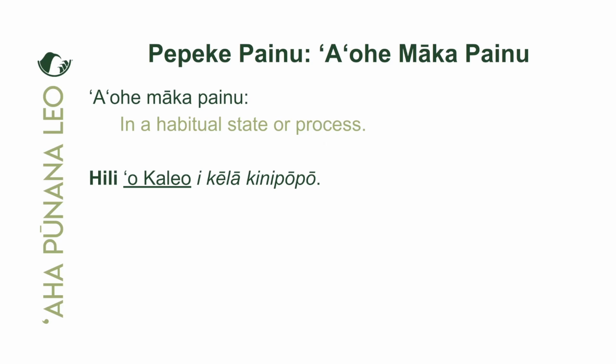Hili ʻo Kaleo i ke kini pōpō. Kaleo is doing something to that ball. Let's see what it is. Aye, Kaleo hits that ball. So hili means to hit. Kaleo hits that ball. Maikaʻi, hoʻomau.